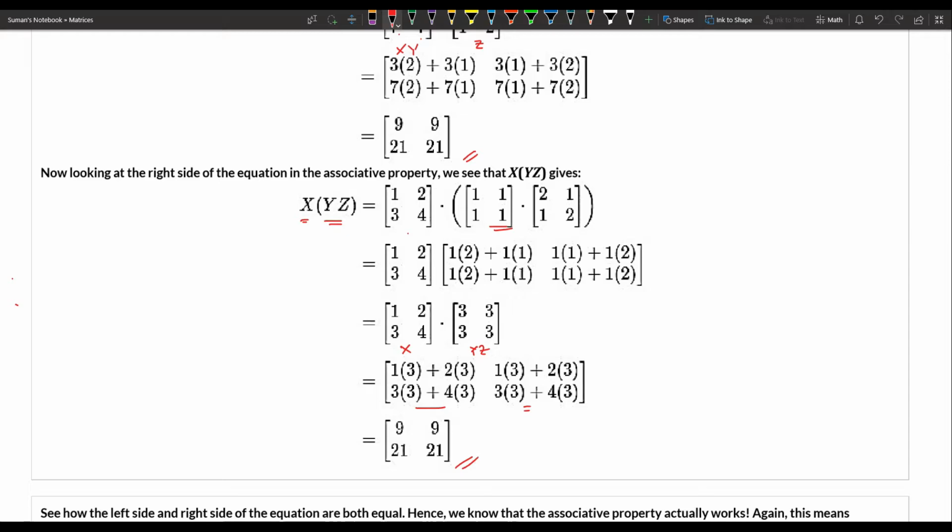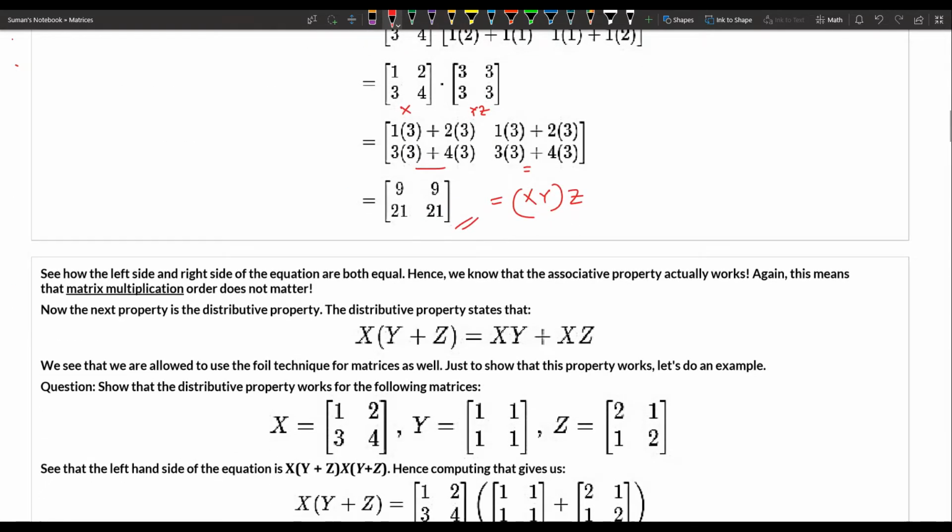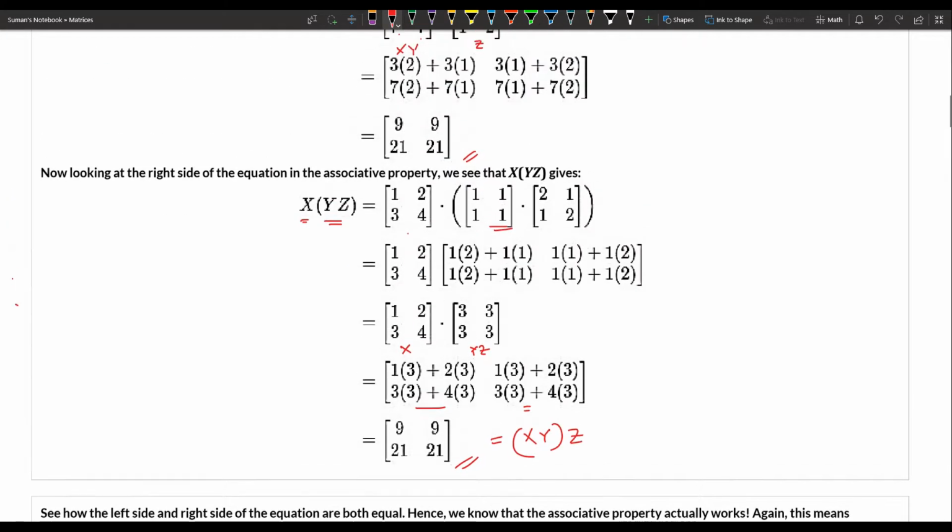So we get the same result, 9, 9, 21, 21, which we already found when we multiplied XY at first, then Z. So that is the case of the associative property.